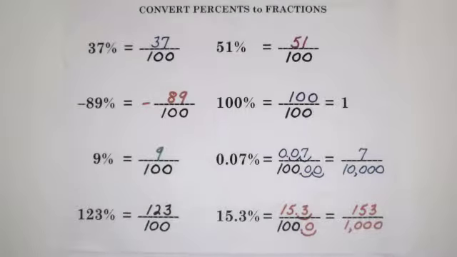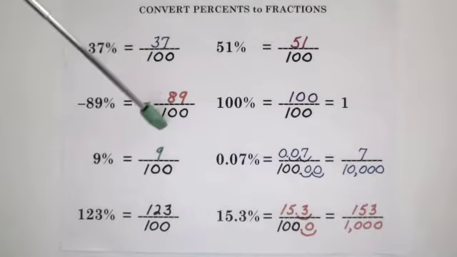Remember, fractions are division problems. The top number, the numerator, is being divided by the bottom number, the denominator. So 100 divided by 100 equals 1. Anything divided by itself equals 1. So 100% means I have the whole thing, one whole.